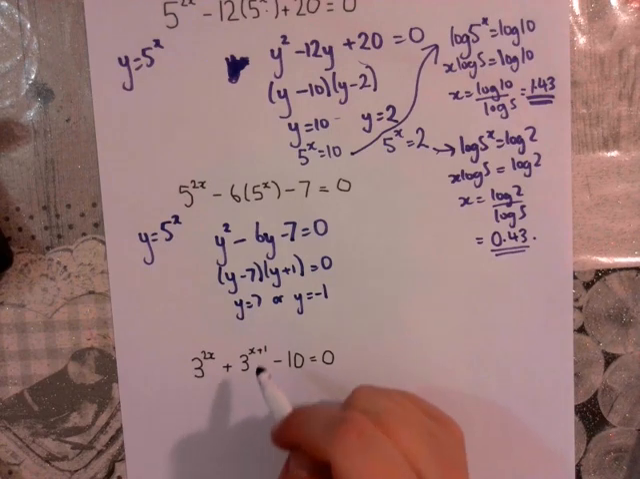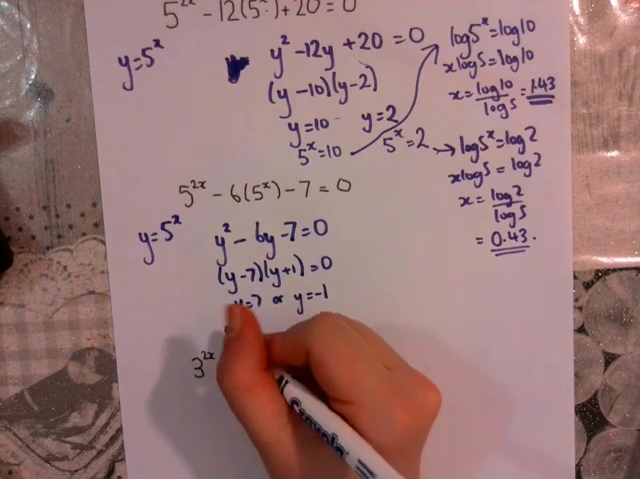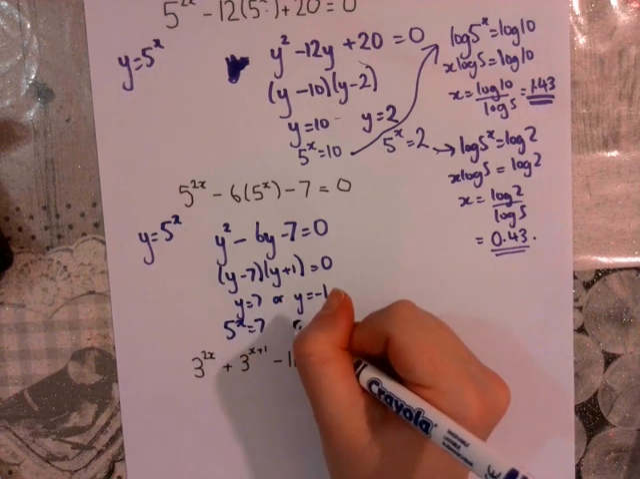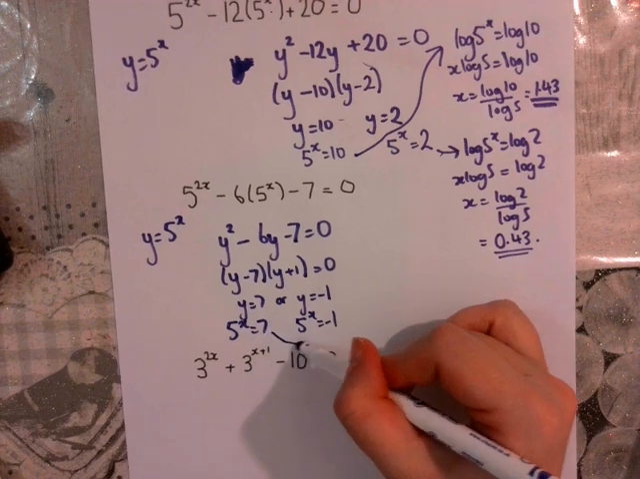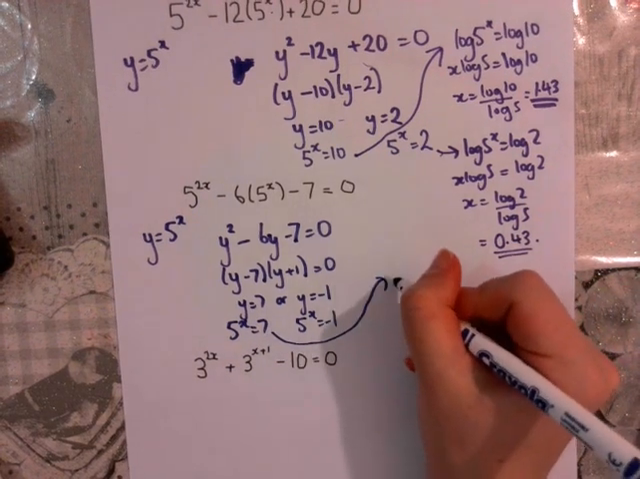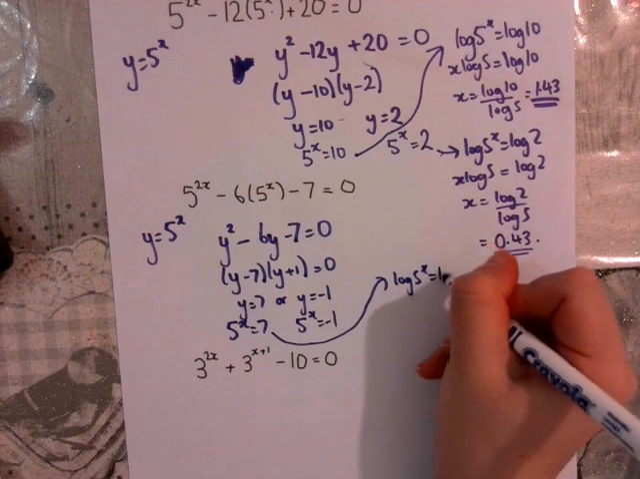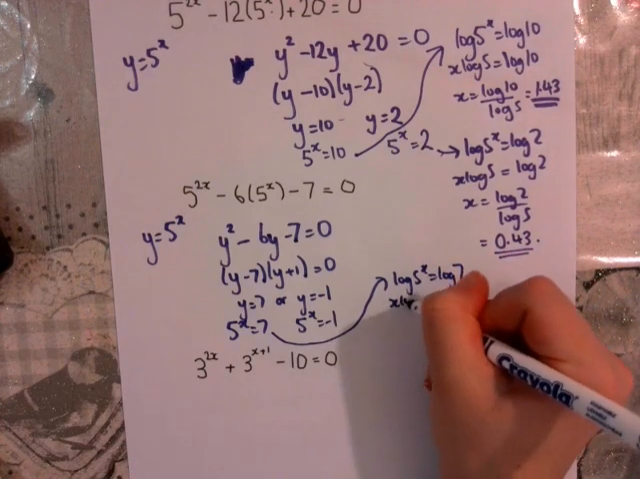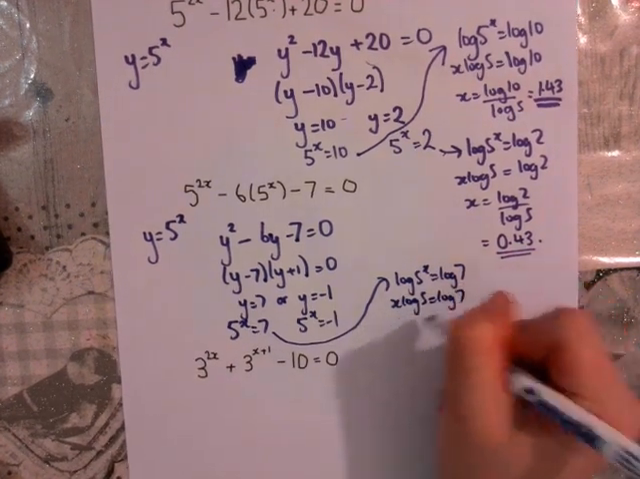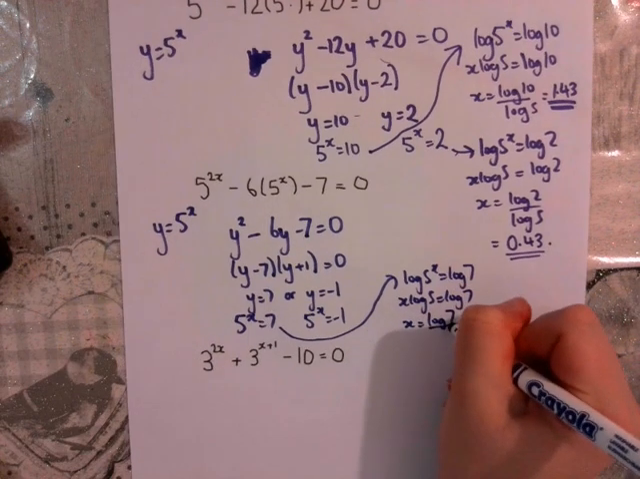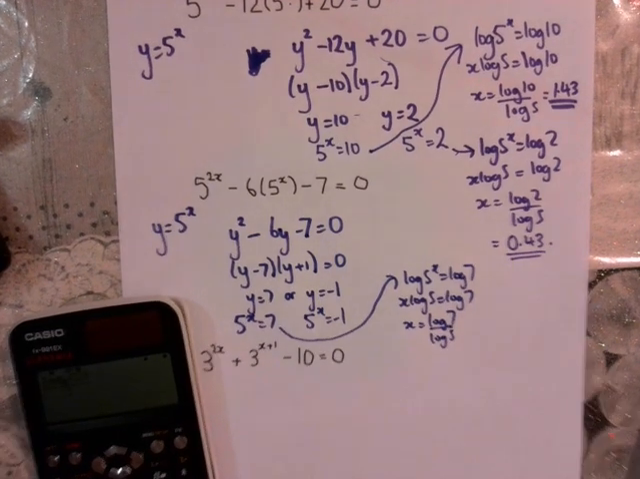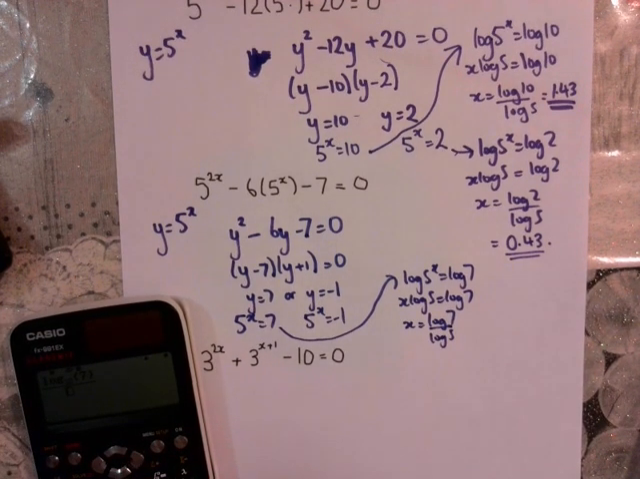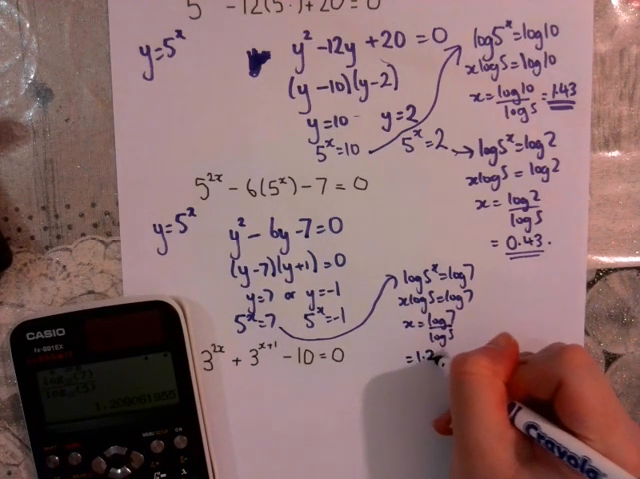Right, so when we start to solve this then, instead of y equals 7, it's going to be 5 to the power of x equals 7 or 5 to the power of x equals minus 1. So again, if I now go here, it would be log 5 to the x equals log 7, bring down your x, and say x is log 7 over log 5. Right, so you get 1.21.